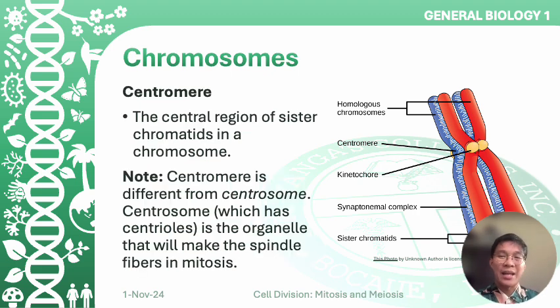Okay? Ayan. So, may mga iba't iba pa tayong mga parts ng ating mga chromosome. So, una na dyan, yung inyong centromere. Okay? So, yung centromere is just the central region of the sister chromatids in a chromosome. So, dyan sila nagkakadikitan. Diba? It's just the central region of your chromosome.